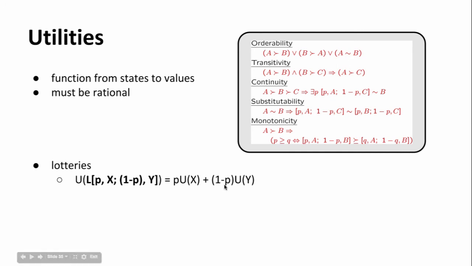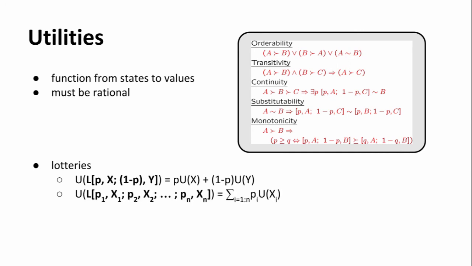Okay, so very simple. And then just in general, the equation for the utility of a lottery is as follows. So you have this lottery with n outcomes associated with n probabilities. The utility of this lottery is going to be the sum of i from 1 to n, so the sum over all outcomes of the lottery, the probability of that outcome times the utility of that outcome.